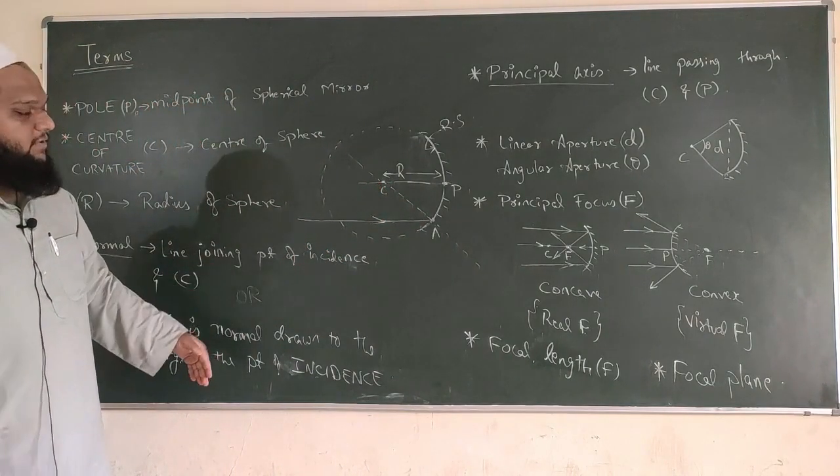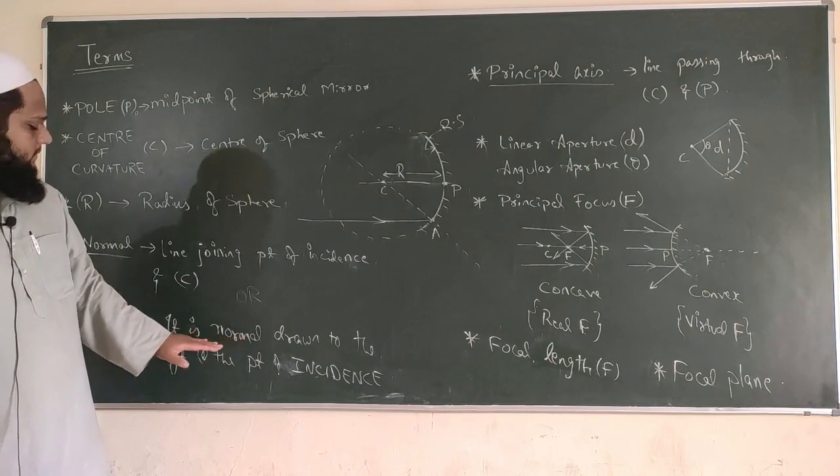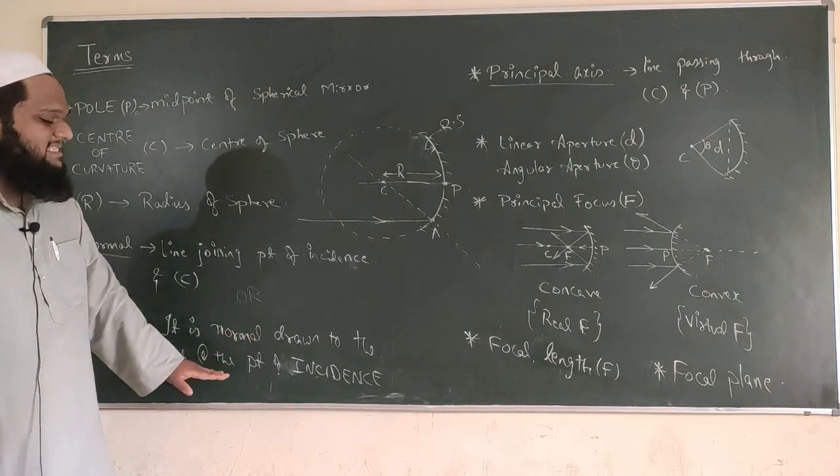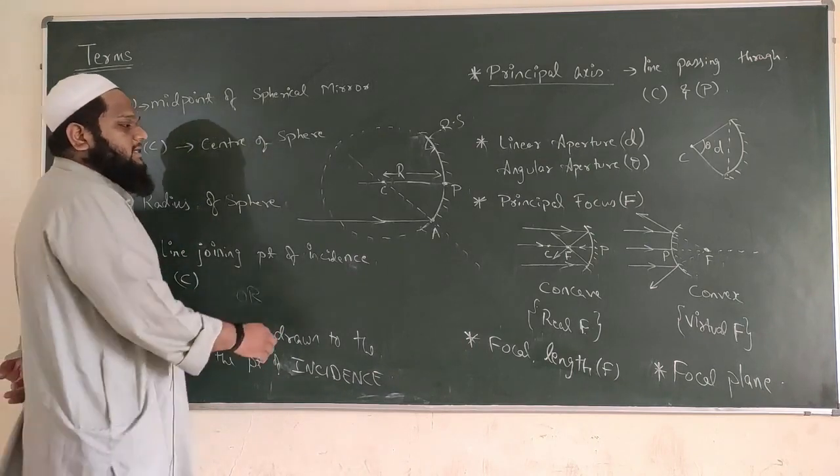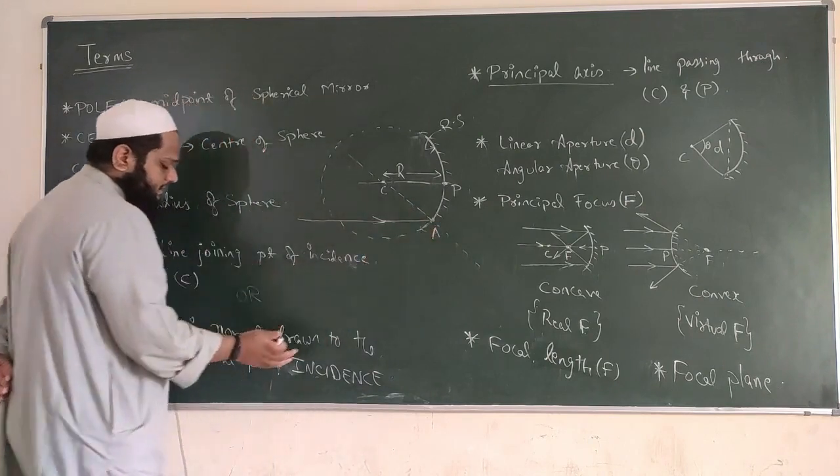The other way of defining it is that the normal is the line drawn perpendicular to the tangent at the point of incidence. So what does it mean? See, where is the point of incidence? See, let us break this statement.